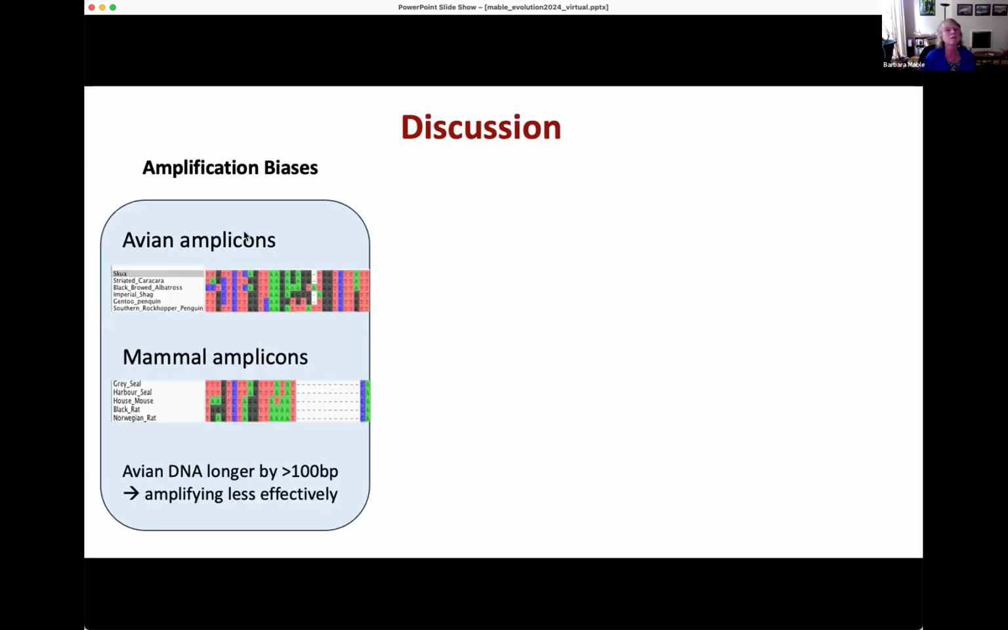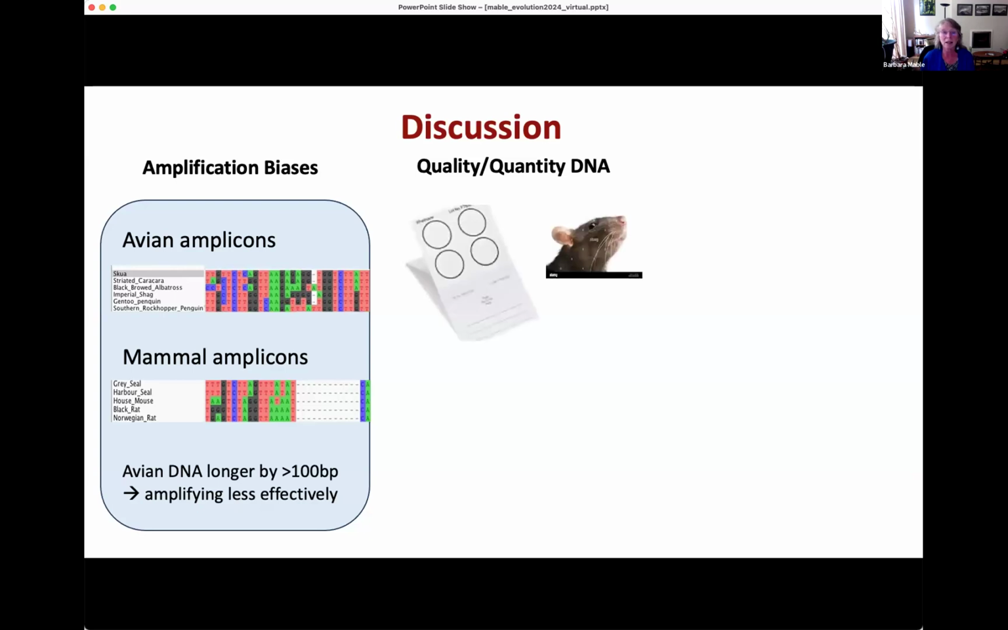In the case of the seabirds, we were using 16S, and so there's length heterogeneity between species. In this case, the avian amplicons have longer sequences than the mammals, and the mammals were recovered at a lot higher rates than the avian sequences. So it could be that there is more effective amplification in competitive PCRs. But it could also be related to the quality and quantity of DNA.